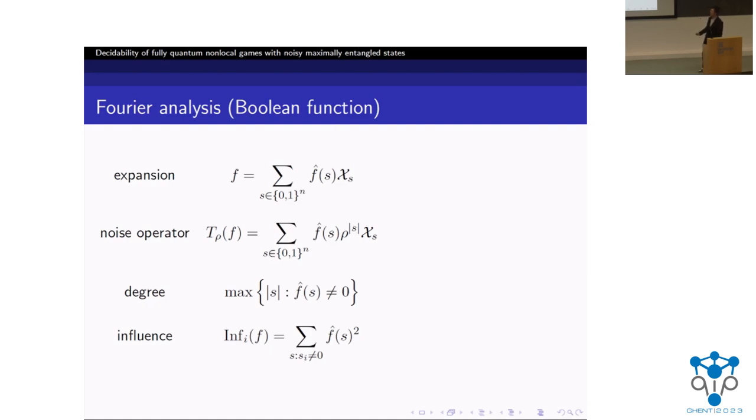First of all, let's introduce some useful definitions. The noise operator with parameter rho is defined in this formula. Here, the absolute value of s on the exponent means the number of non-zero entries of s. And the degree is defined to be the maximal value of the absolute value of s where the Fourier coefficient is non-zero. For the ith coordinate, the influence is defined to be the sum of squares of Fourier coefficients over s where s_i is not zero.